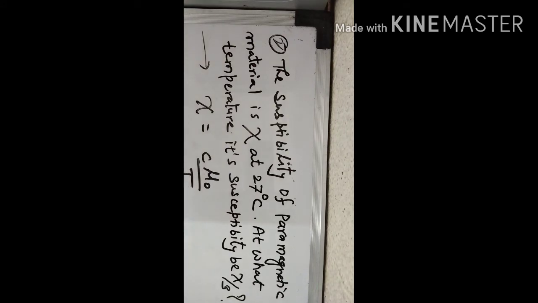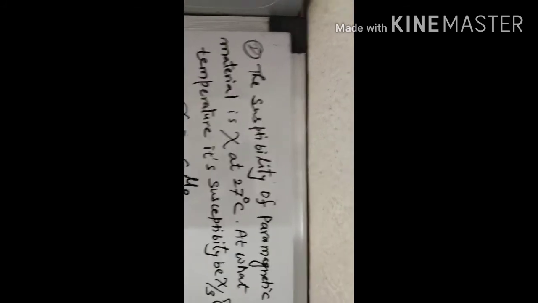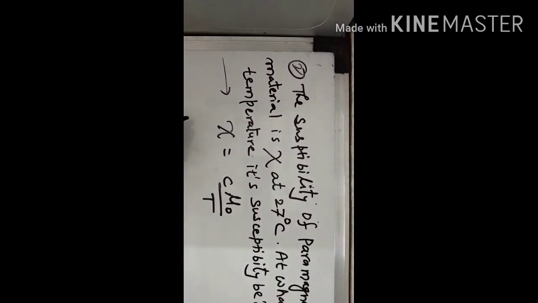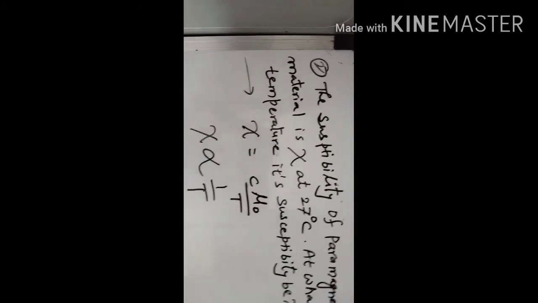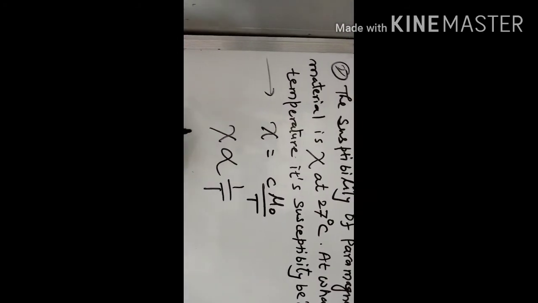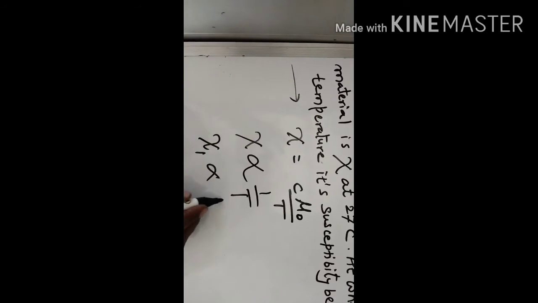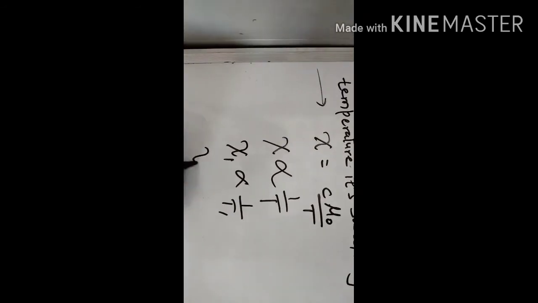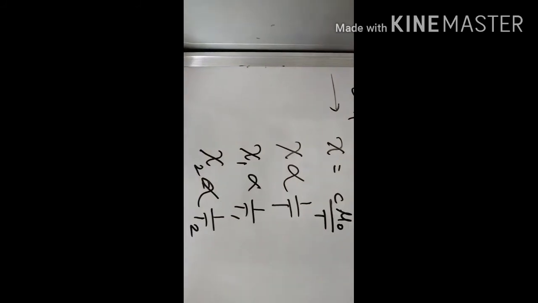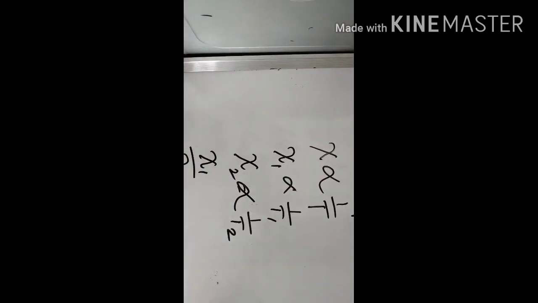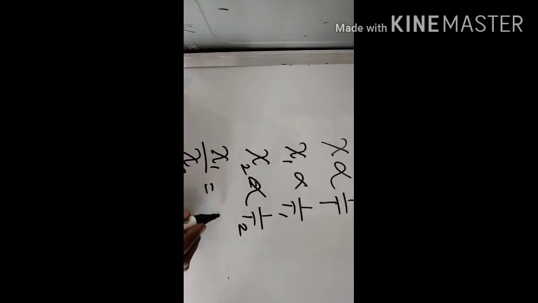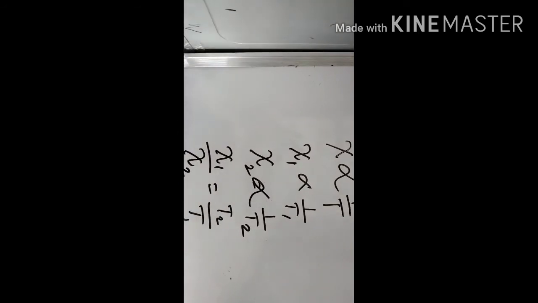So now this one is one formula. Or chi is inversely proportional to 1 upon T. Therefore, chi 1 is proportional to 1 upon T1, chi 2 is proportional to 1 upon T2. Therefore, chi 1 upon chi 2 is equal to the reciprocal, that is T2 upon T1.